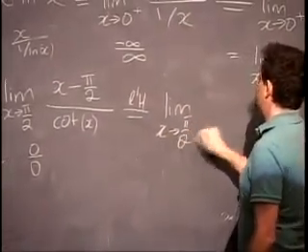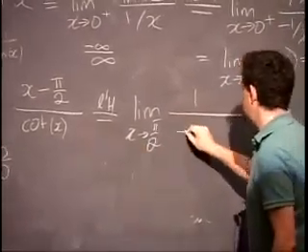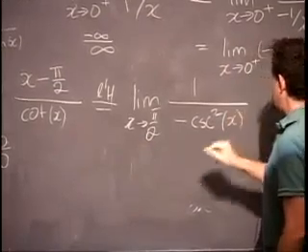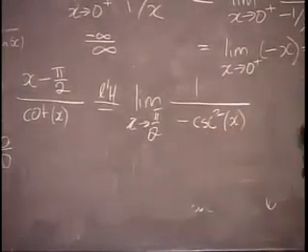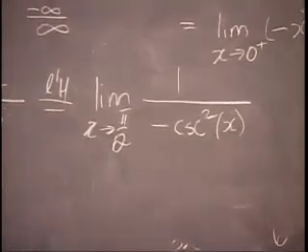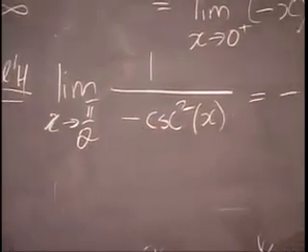And we just differentiate. We get 1 over the derivative of cotangent, which is minus cosecant squared. And of course, sine pi over 2 is 1, so cosecant pi over 2 is 1. Cosecant squared is also 1. We still have the minus. So this is minus 1.